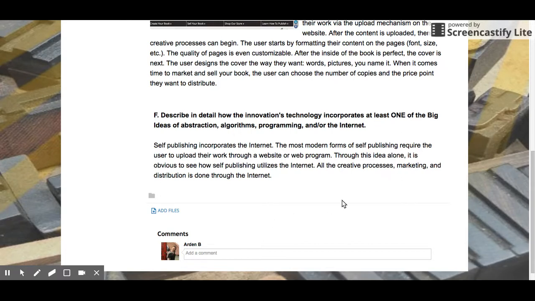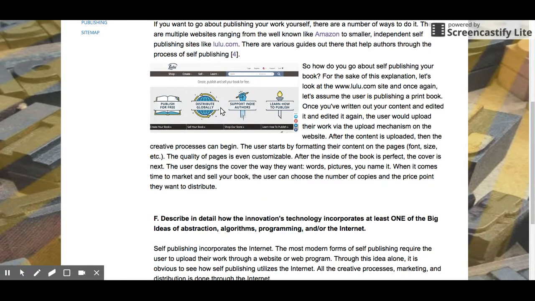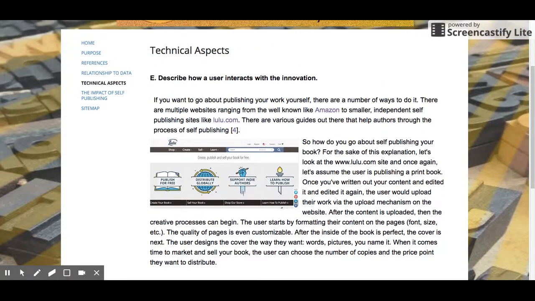And so self-publishing definitely uses the internet, obviously, as you can see from the two examples right up here. You're using the internet to get your book out there, both to publish it and to put it on the market, to sell it, everything like that.